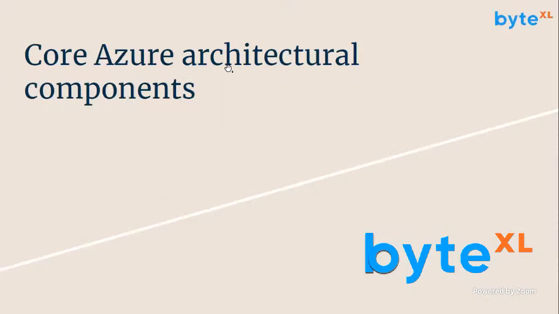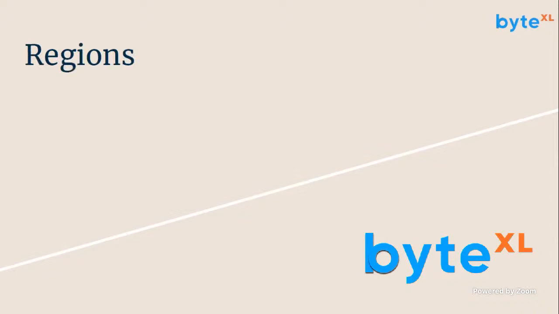The first subtopic is core Azure architecture, and its components. The very first thing is a region. There's a concept called a region. Let's try to understand what a region is, and there are a lot of sub-regions, zones, and region pairs. Let's try to understand.